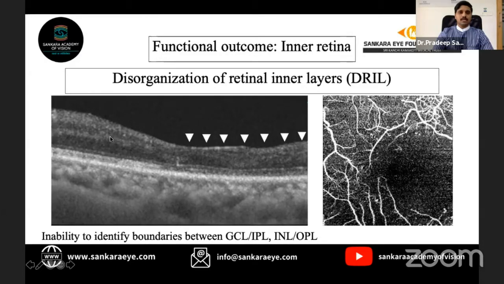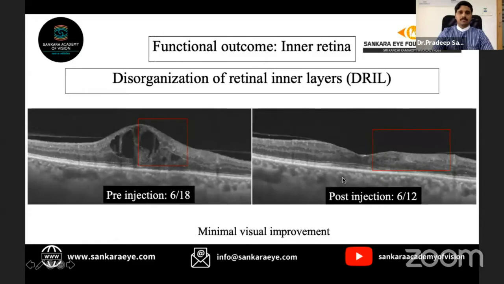Here we can see that the boundary between the outer plexiform layer and the inner nuclear layer is intact. But if we see on this side, we see that the individual layers cannot be made out distinctly. This indicates DRIL. It is usually associated with severe macular ischemia, as we can see that the corresponding OCTA of the patient shows significant flow void areas.